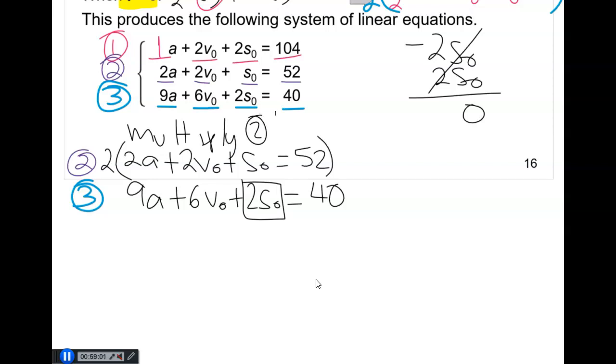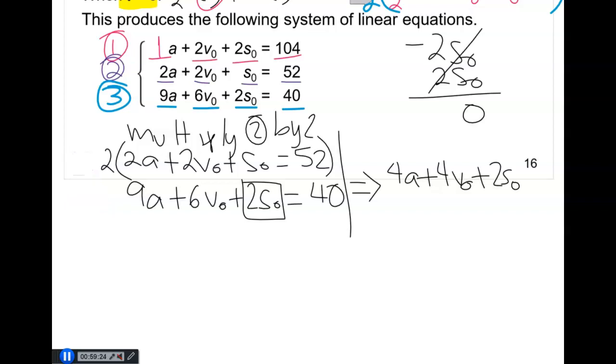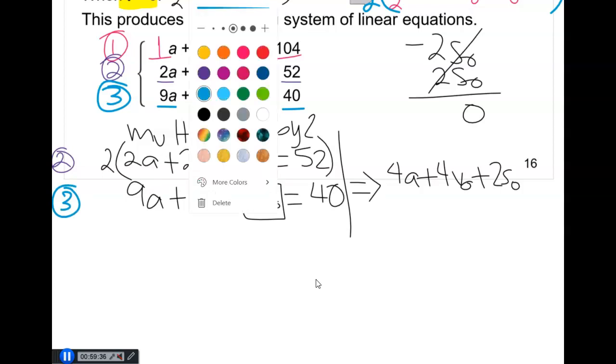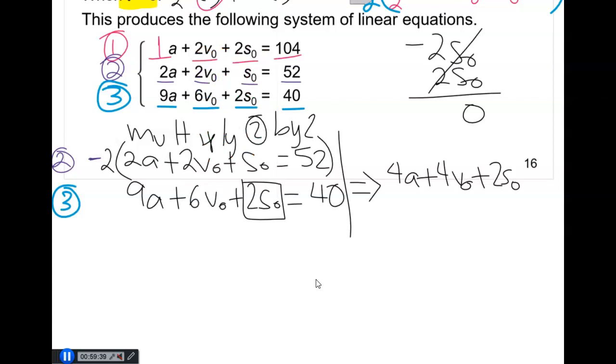So multiply equation 2 by 2. And so what I'm going to get from there is going to be 4a, 4 v sub 0, 2 s sub 0. Oh, no, actually not 2. Sorry. I need more space here. So that was equation 2 and this is equation 3. I don't want to multiply by 2. I want to multiply by negative 2. So negative 2. That's what we need to do.